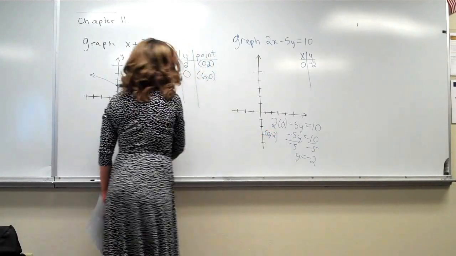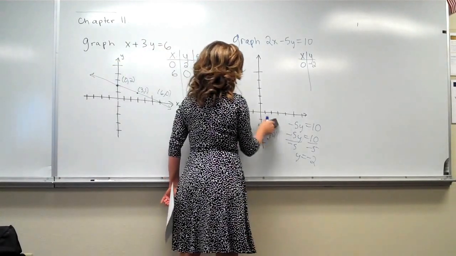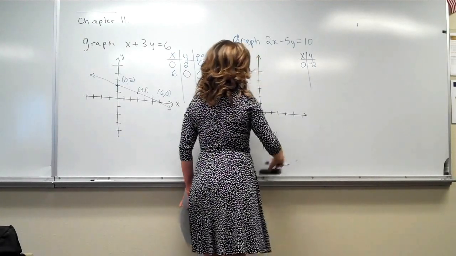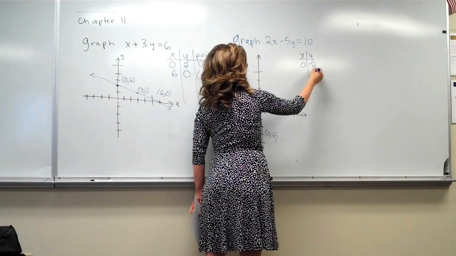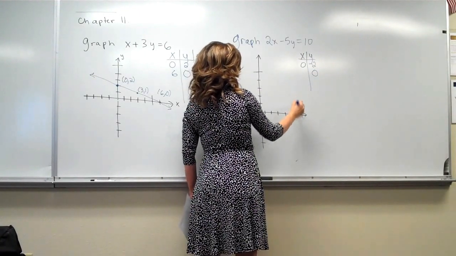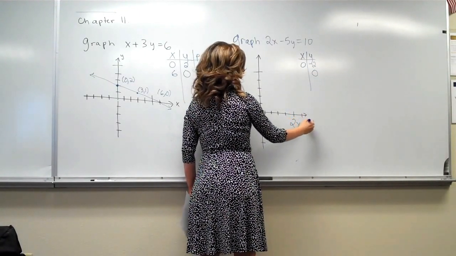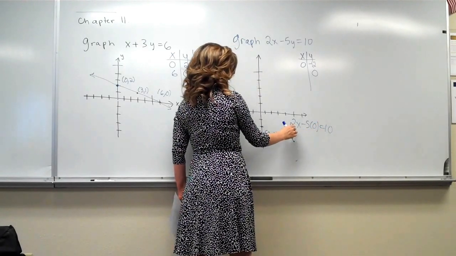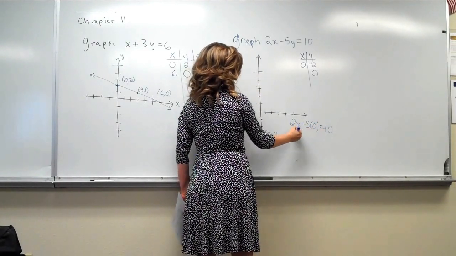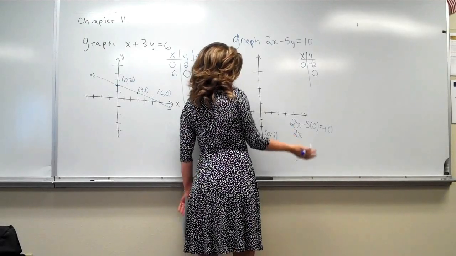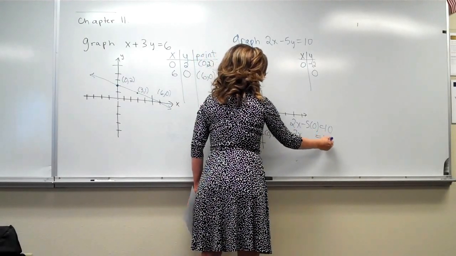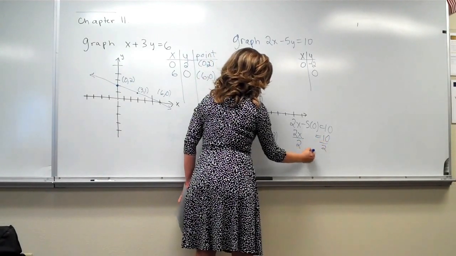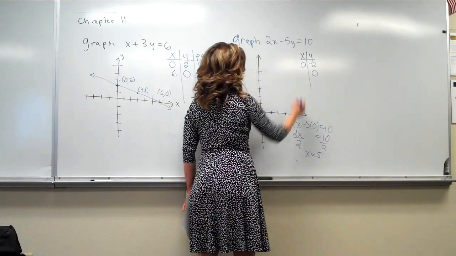All right, let's calculate the other point. We already found y when x is 0, so now let's find x when y is 0. That would be 2x minus 5 times 0 equals 10. Minus 5 times 0 is minus 0, and 2x minus 0 is 2x. If 2x equals 10 and we divide both sides by 2, we get that x equals 5.